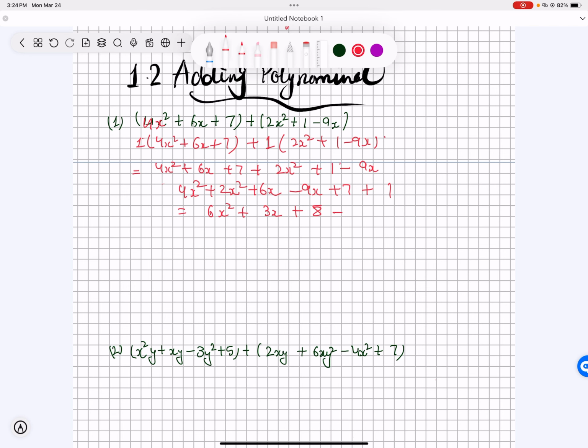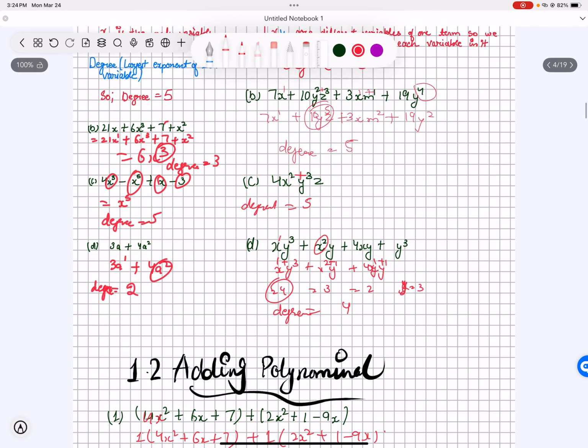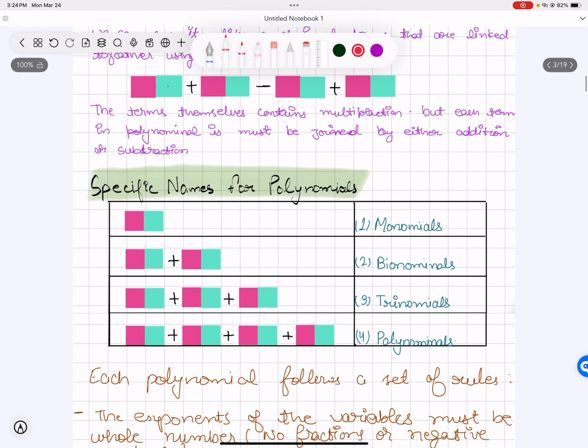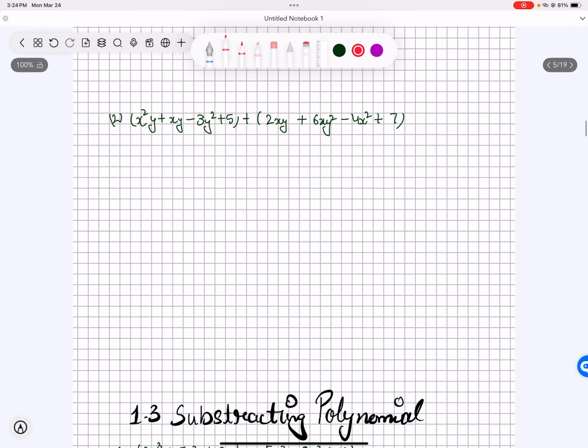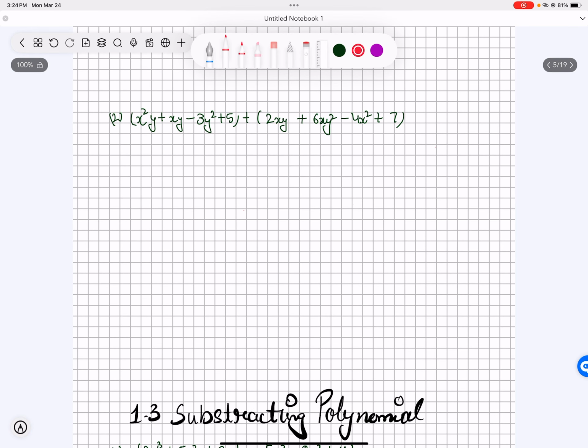So this is, it is 3 terms, so it is a trinomial polynomial equation. So now we're gonna solve one more example for the addition.